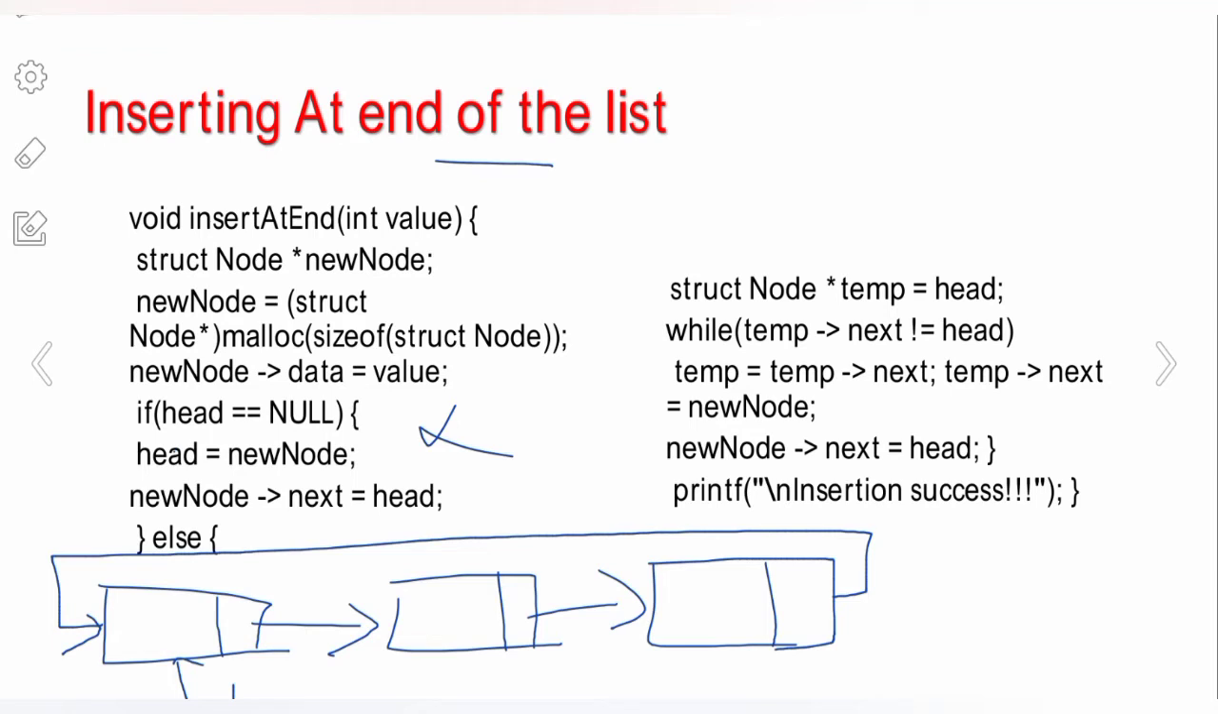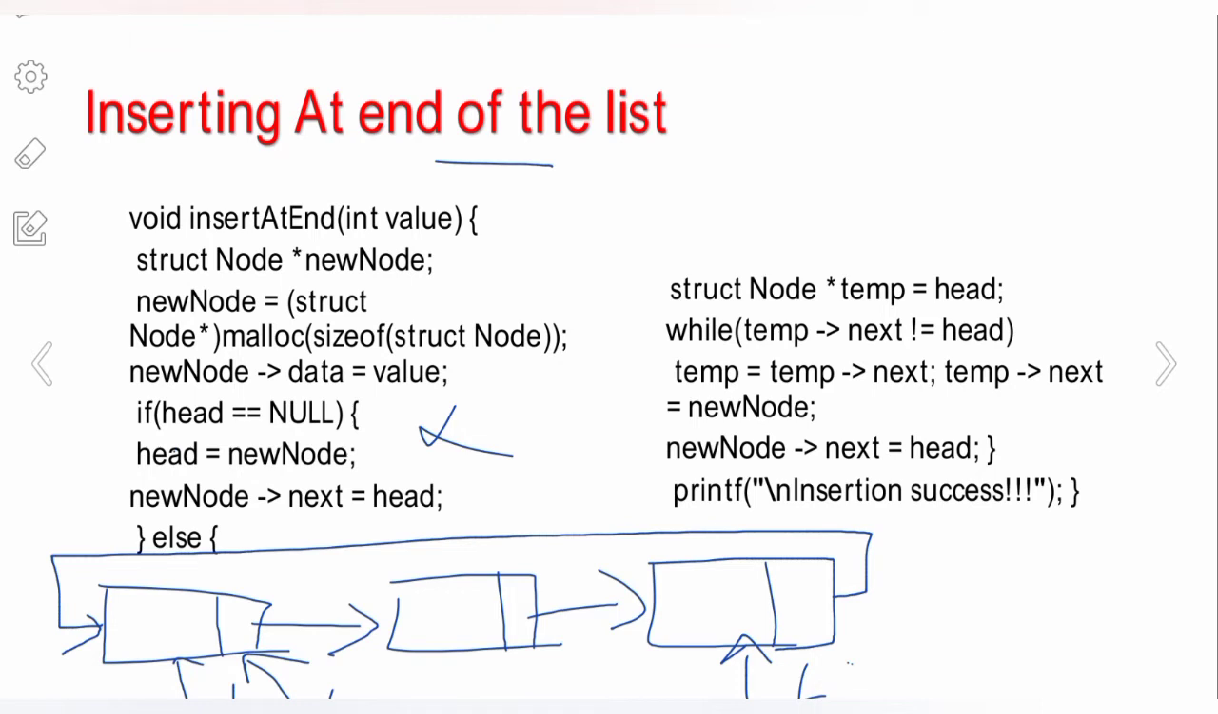The struct node start temp equals to head. So we are creating a new pointer called temp here that points to the header value. And while temp implies next not equals to head, that means we are going to traverse the linked list until we reach the last node. So when we come to the last node, this condition will fail and we come out of the loop.